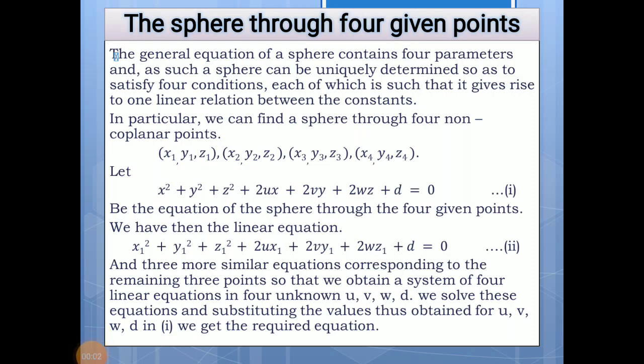We know that the set of points which lie at a constant distance from a fixed point is called a sphere. The constant distance is called the radius of the sphere, and the fixed point is called the center of the sphere.